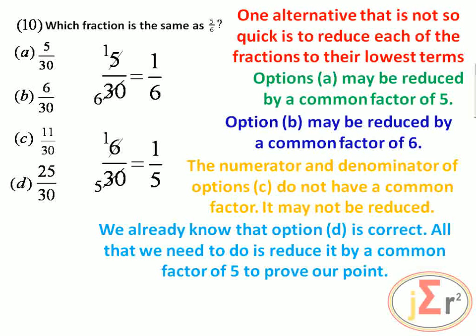We already know that option D is correct. All that we need to do is reduce it by a common factor of 5 to prove our point. So we will take 25 over 30 and we will reduce that by a common factor of 5. 5 into 25, 5 times 5, into 30, 6. Right. The answer is 5/6. Therefore, we have shown that 25 over 30 is actually the same as 5/6.